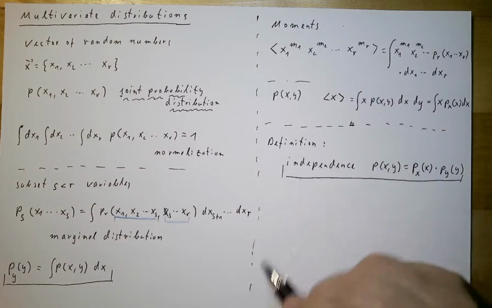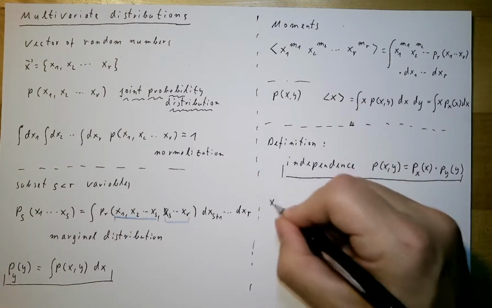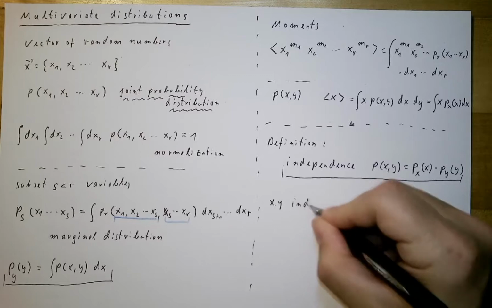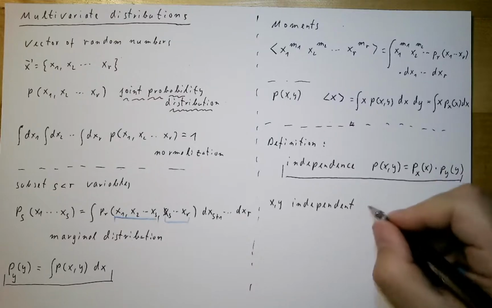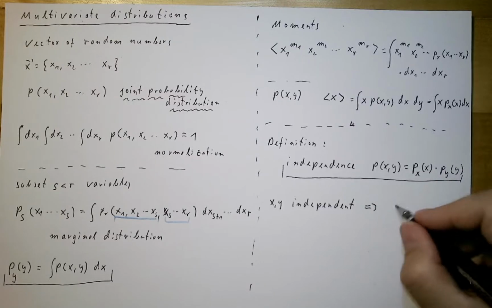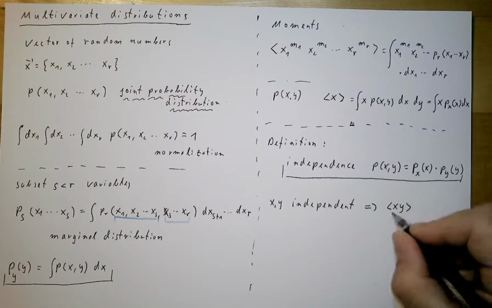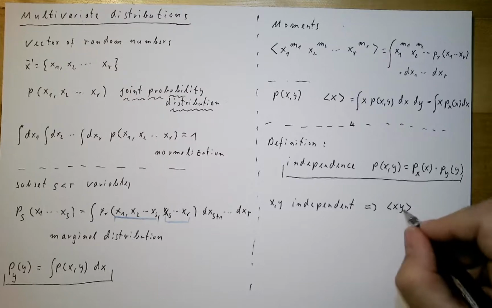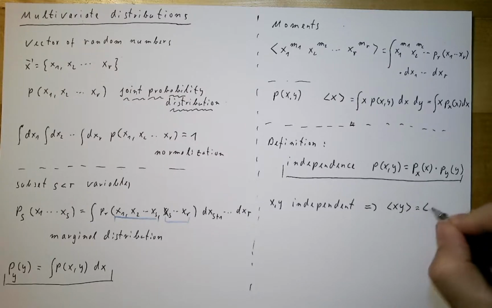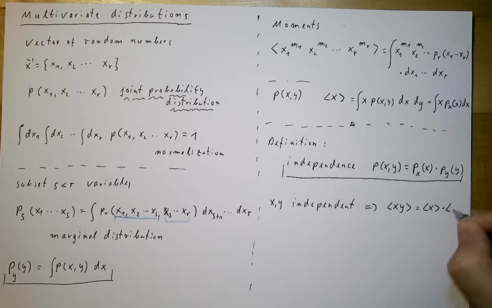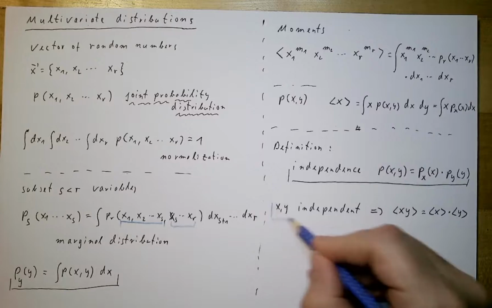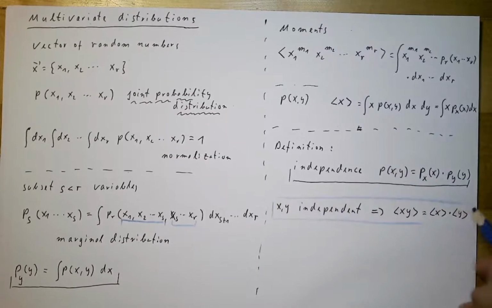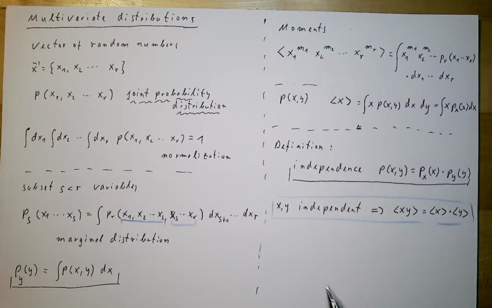And now if we have two random numbers which are independent, then this moment, so the expectation value of x times y, is equal to the expectation of x times the expectation of y. How can we prove this?